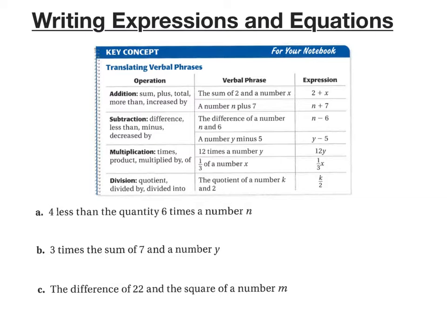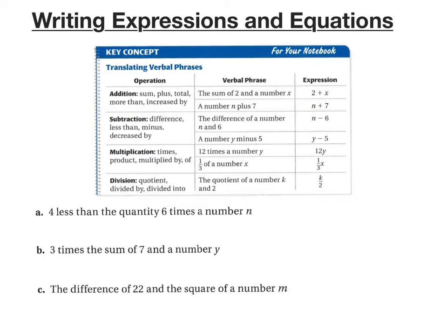This table here gives us some key words that we can look for in different situations that'll help us translate from words to math. So here we have the different operations: addition, subtraction, multiplication, and division. And we have some key words that'll clue us into which operation we want to use. For instance, if we see sum, that means we're going to want to use addition. So if we see the sum of 2 and a number x, we're going to write that as 2 plus x, right? A number n plus 7, that tells us right there that we're going to use addition, n plus 7.